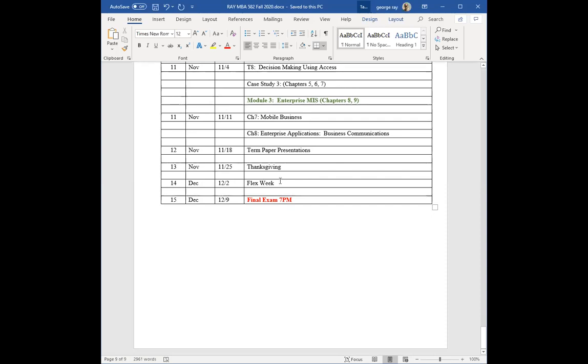Because of COVID-19, the university put a flex week into the schedule to give us some leeway in terms of dealing with any requirements for COVID-19. And then finally, December 9th, we'll have the final exam.